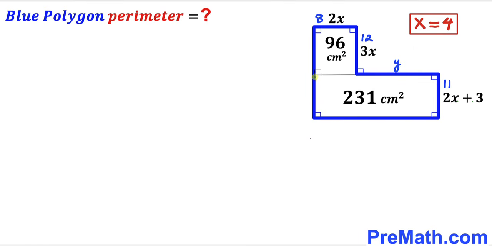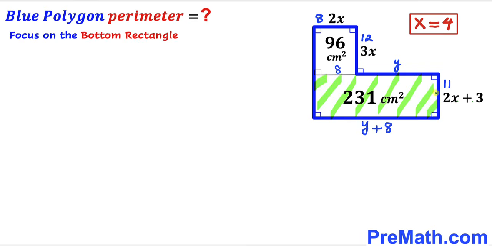We know this segment length is going to be the same as this one. We know this is 8, so this segment length turns out to be 8 as well. Therefore, this whole side length is going to be y plus 8, and so this one is going to be y plus 8 as well. Now our task is to find the value of y.